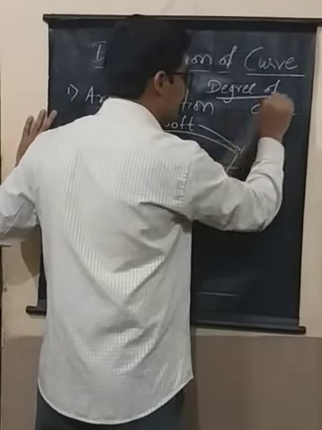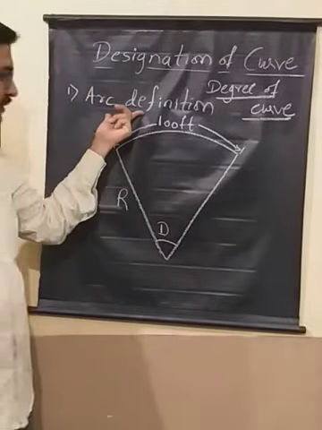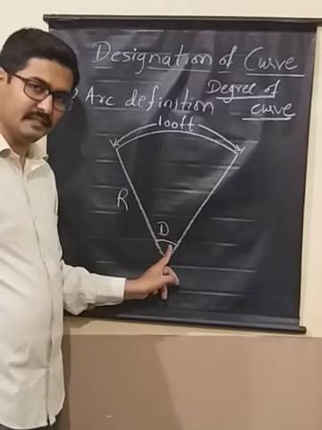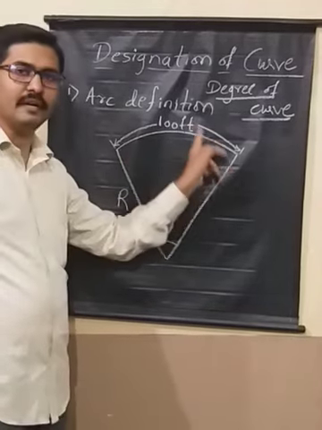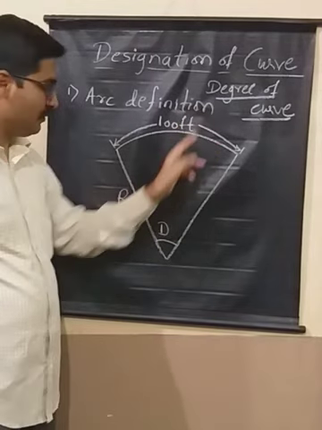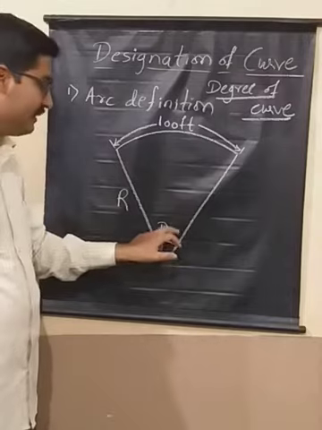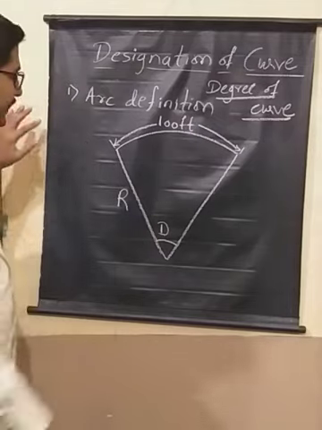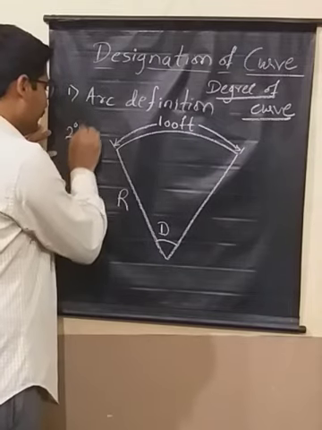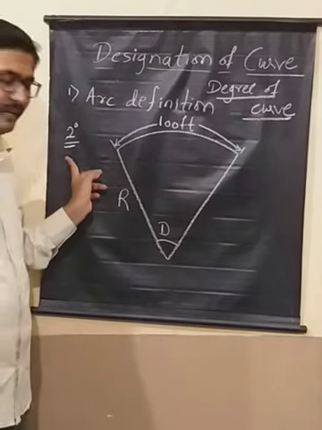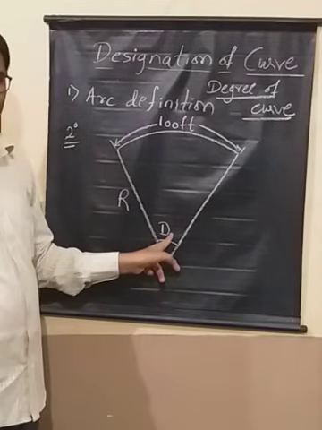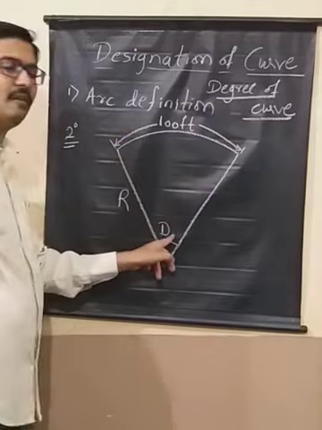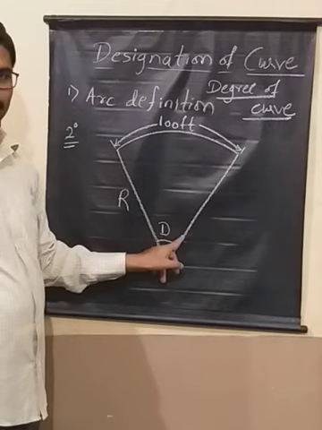So this is the definition of degree of curve based on the arc definition. Degree of curve is the angle subtended at the center by an arc of 100 feet length, right? Whatever the angle is, by this angle we are going to tell what the degree of the curve is. For example, if the degree of curve is 2 degrees, that means this angle is 2 degrees.